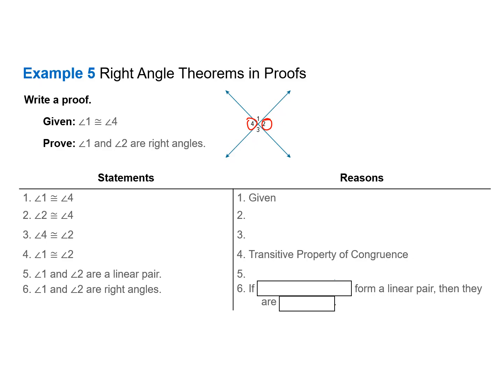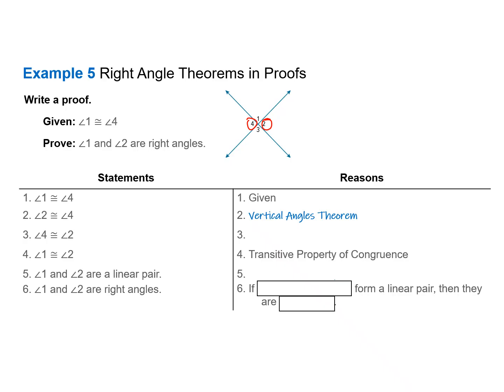So let's look at this example. Given angle 1 is congruent to angle 4, prove that angles 1 and 2 are right angles. So again, you're given the beginning. Angle 1 is congruent to angle 4. How do we know 2 and 4 are congruent? Through the vertical angles theorem.